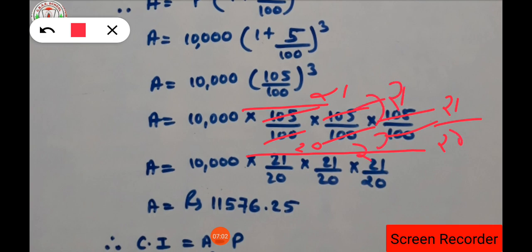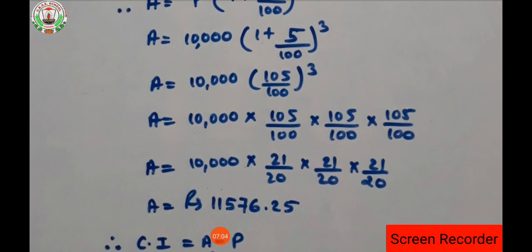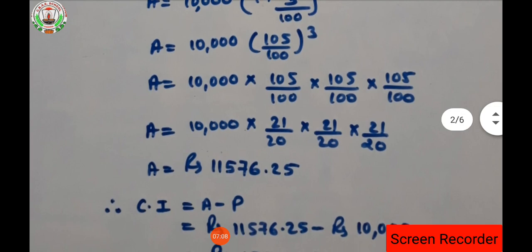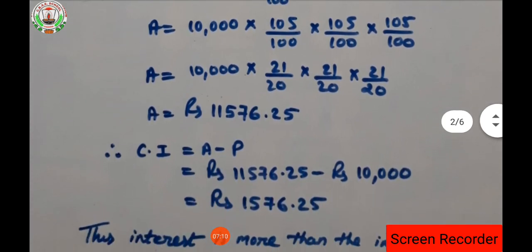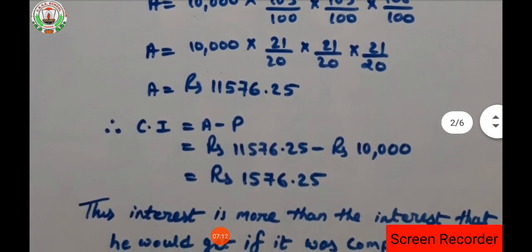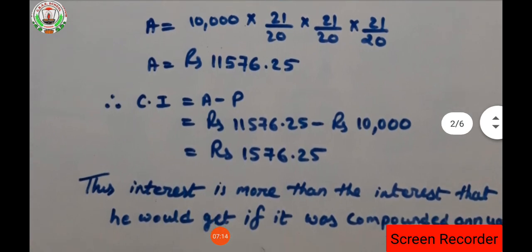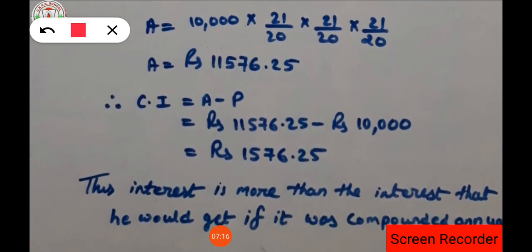Clear? Now after that we are getting the equation: amount is equal to 10,000 into 21 upon 20 into 21 upon 20 into 21 upon 20. So this equation we got after cancellation. Okay, now how many zeros are present in the denominator? 1 zero, 2 zeros, 3 zeros. Those 3 zeros we can directly cancel from the numerator above. So this 3 zeros will get cancelled.